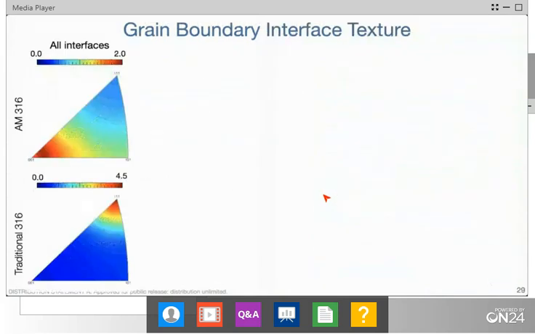I'm going to compare this to some data that we have on traditional 316. So this is additively manufactured on the top, traditional equiaxed, highly twinned 316 on the bottom. You can see that the traditional material has a very high prevalence of 111 interfaces, like you'd expect. And then the additive manufacturing is the opposite.